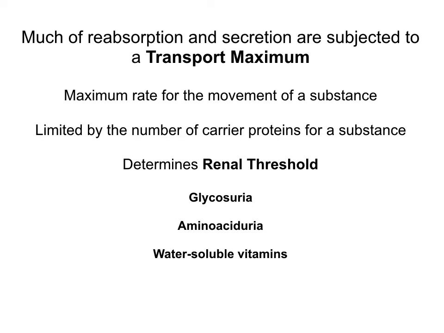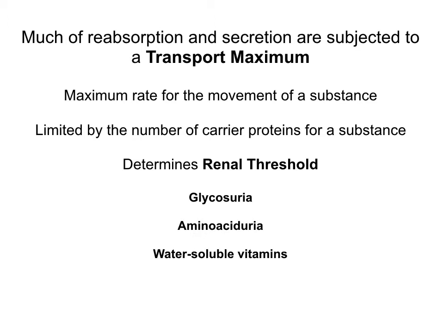Now, most reabsorption and secretion are subjected to a transport maximum. The transport maximum is a maximum rate for the movement of a substance. It exists because there is a limited number of carrier or transport proteins for a particular substance. Your transport maximum determines your renal threshold. The renal threshold is the plasma concentration at which a specific compound or ion begins to appear in your urine.